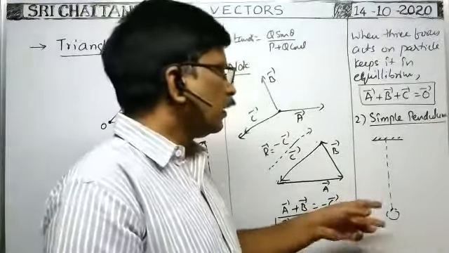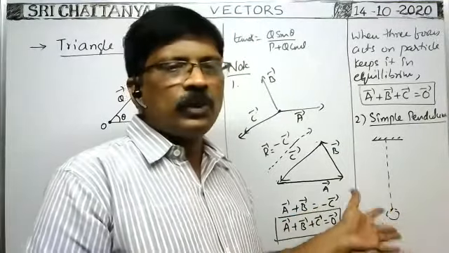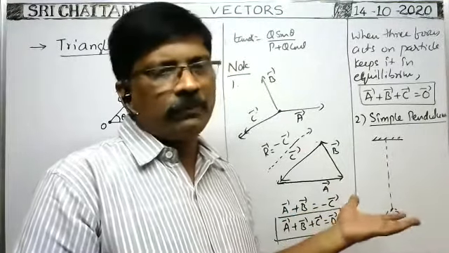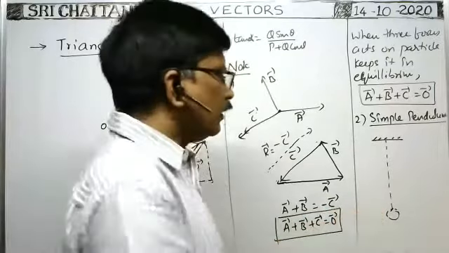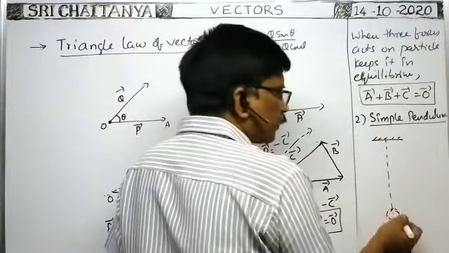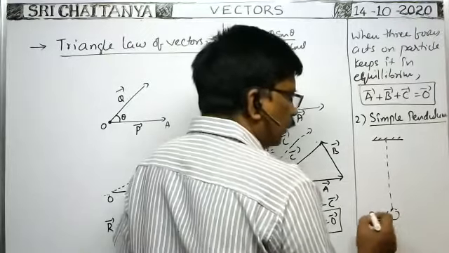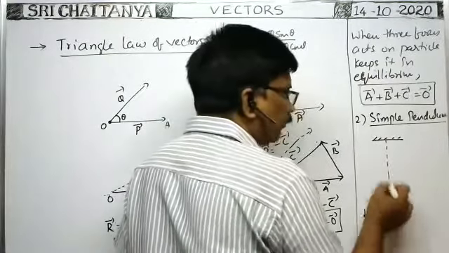In clocks also we use the simple pendulum to note the time. So here this arrangement is called simple pendulum. This sphere suspended by means of a string is called the bob, the bob of the pendulum.